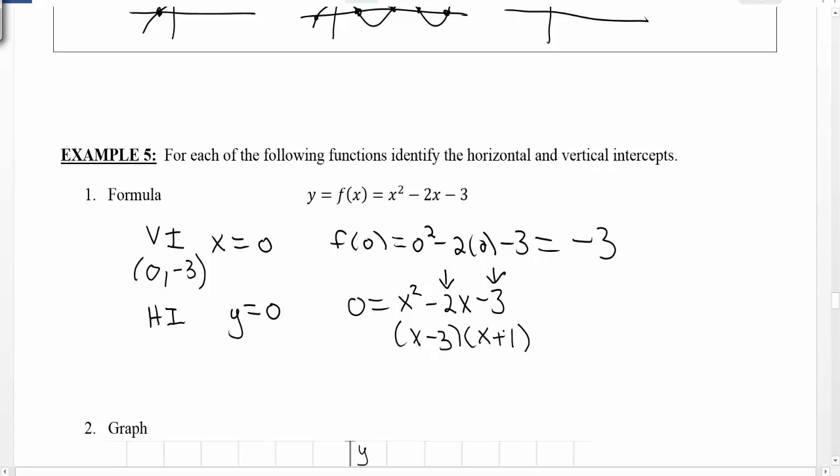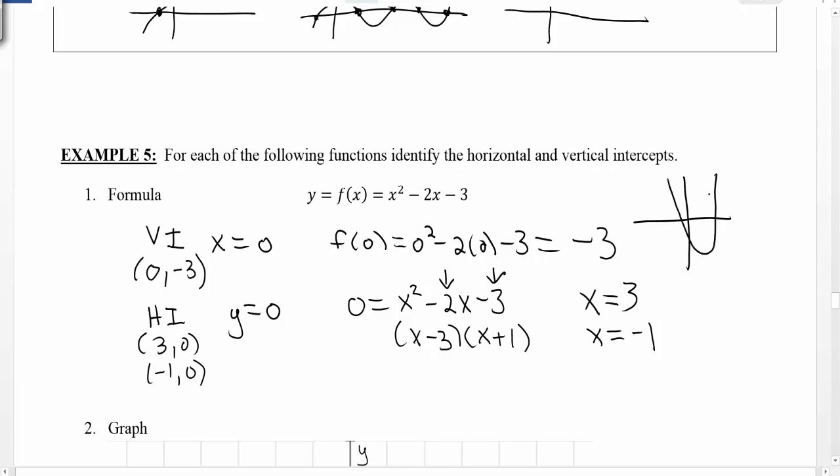If you're more comfortable using the quadratic equation, that's fine too. So that tells me that I have two places where my function is going to intersect my horizontal axis at x equals 3 and x equals -1. So here I have two horizontal intercepts. So those points are going to be (3, 0) and (-1, 0). And if you remember from earlier, we did graph this, and this function looked like this.